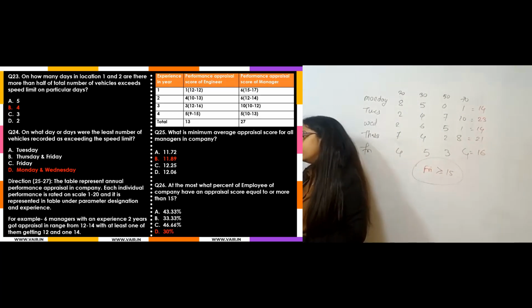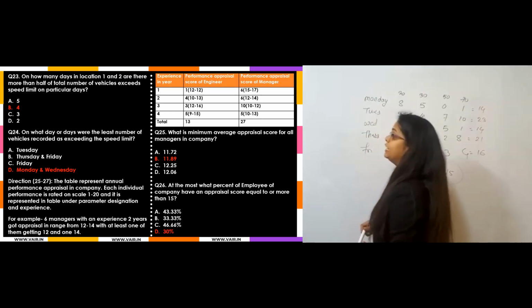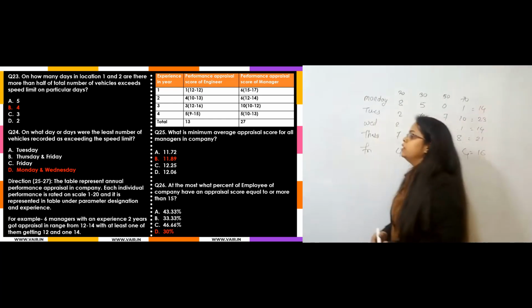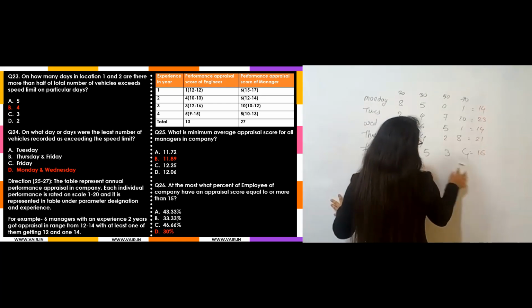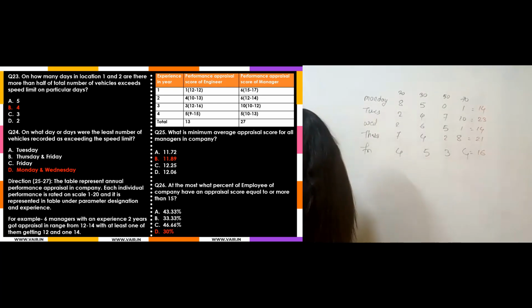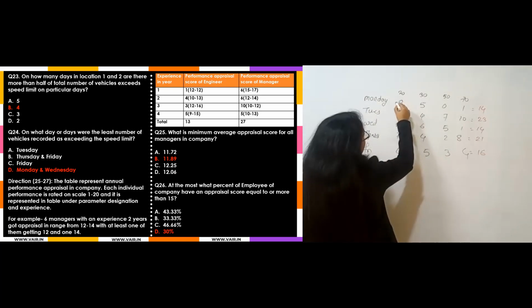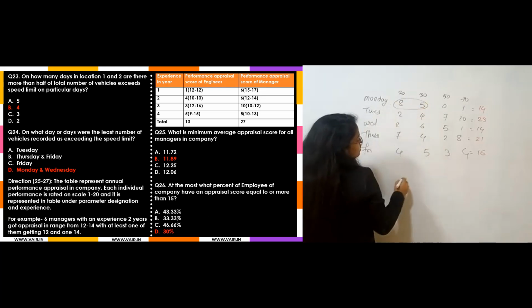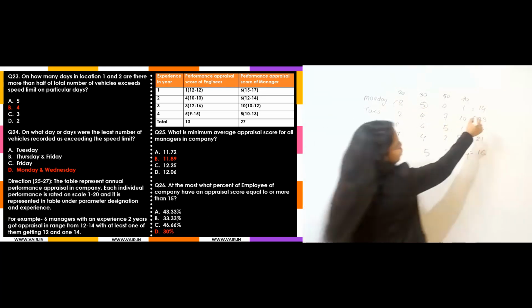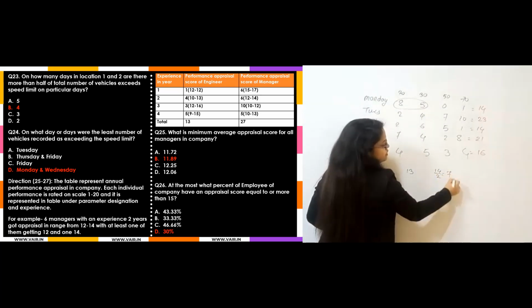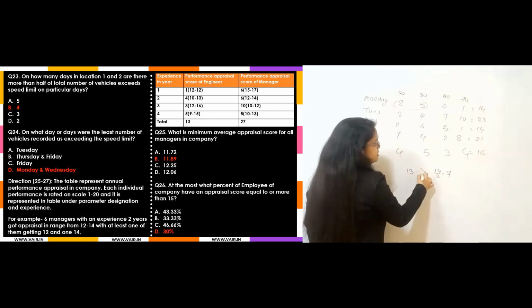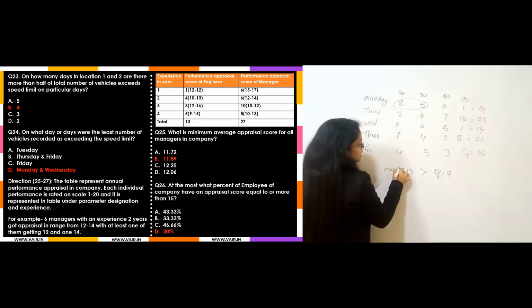Then the next question. On how many days in location 1 and 2 is more than half of the total number of vehicles exceeding the speed limit on this particular day, in location 1 and 2? So on the Monday you can see in 1 and 2, how many are those? 13. And 13 is more than half of this 14. This is 14 by 2, that means 7. Is it more? Yes, it is more. So Monday is acceptable.